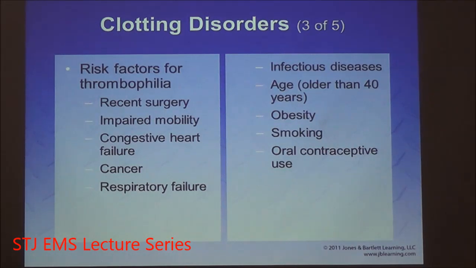Other risk factors can bring on thrombophilia. Anybody who's had recent surgery, this is a non-congenital type of thrombophilia. Somebody who has been laying in bed for months, let's say they've had a fractured leg and can't get out of bed. Patients with congestive heart failure, different cancers, respiratory failure, people who are over 40 years of age, smoking, and oral contraception can all bring on a clotting disorder.